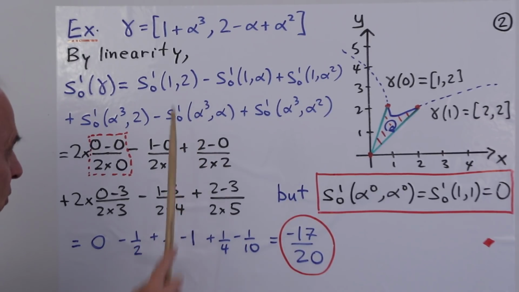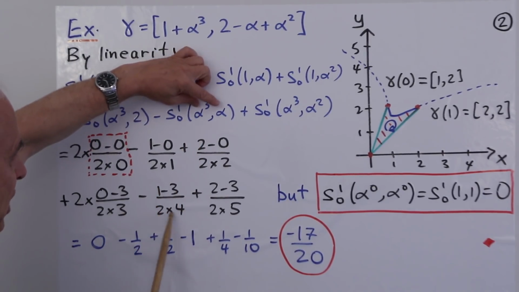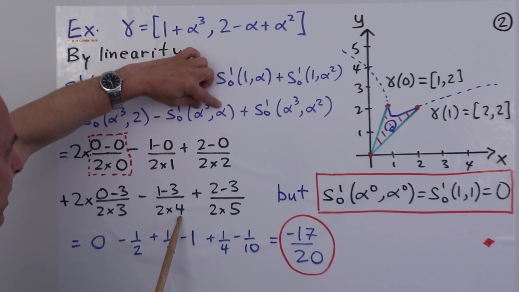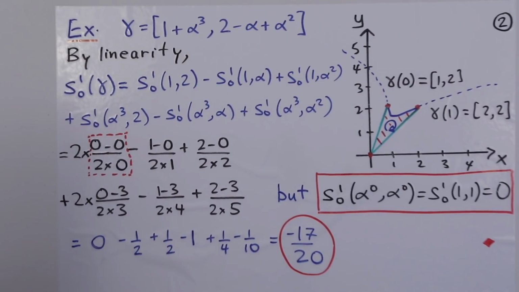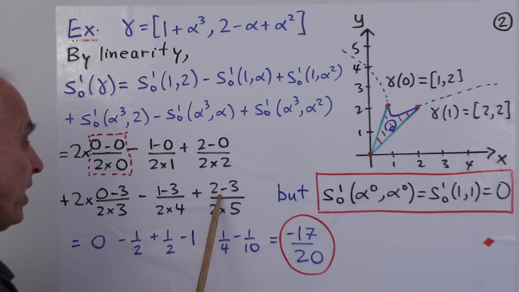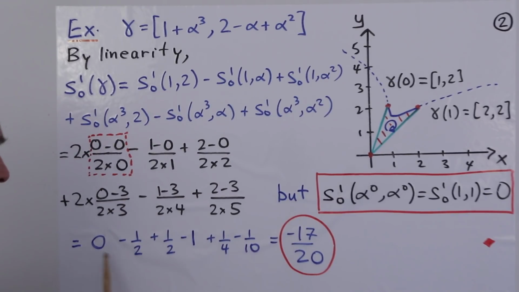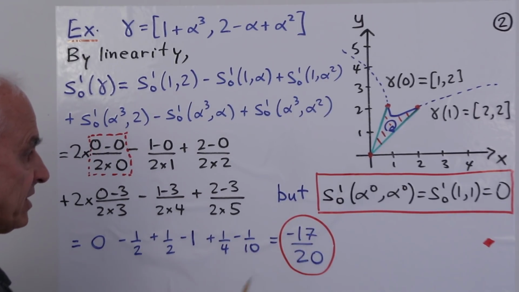Over here we have a 3 and a 1, so we get 1 minus 3 over 2 times 1 plus 3. And over here, 2 minus 3 divided by 2 times the sum 5. So we've said this thing here is 0, and then here we get a minus a half, here we get a plus a half, here we have a minus 1, here there is a minus 2 divided by this, so that's plus 1/4 altogether. And over here we have minus 1/10, for a grand total of minus 17 over 20.